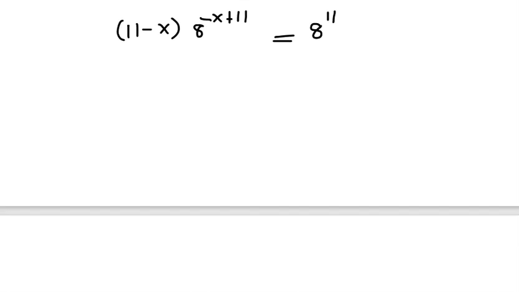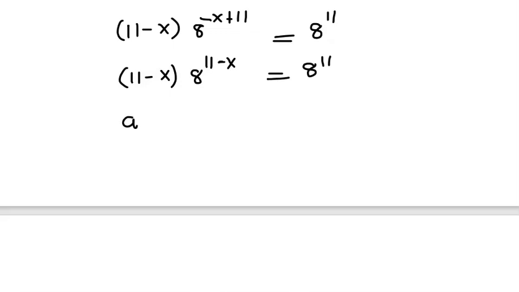Now, negative x plus 11, we can actually rewrite it as follows. We have 11 minus x times 8 to the power of 11 minus x. So we can see that the power of 8 is equal to the expression in the bracket. So this will be equal to 8 to the power of 11. Now, in our next step, let us take note of the following important property.